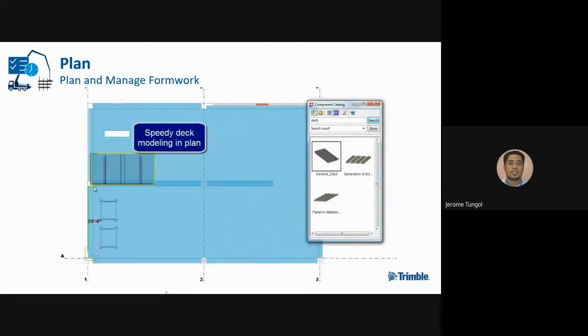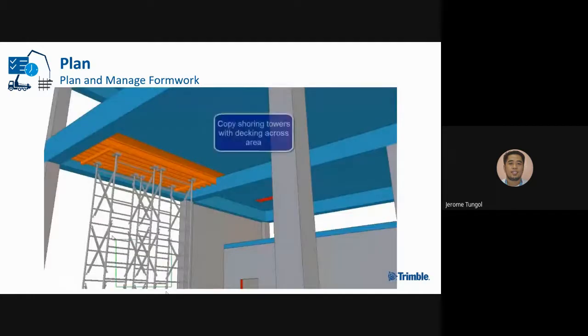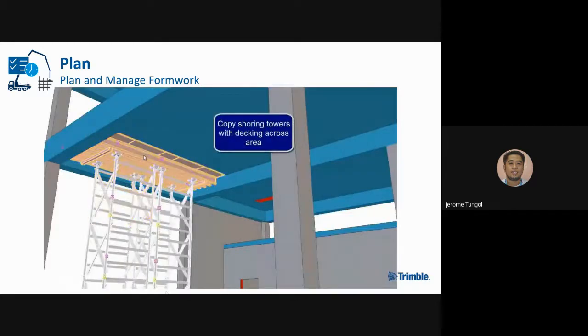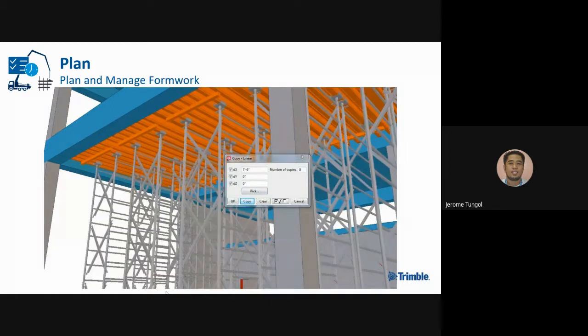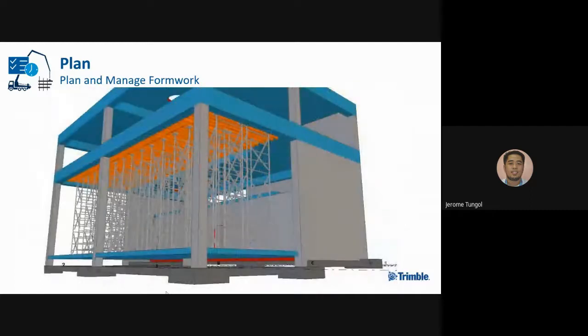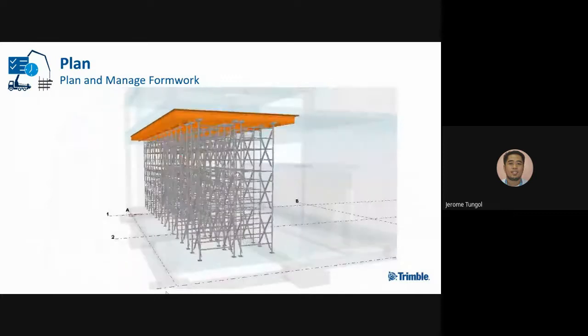And then speedy deck modeling, plan in view, then copy shoring towers with docking across using copy special tools. So you just simply input the distances and the number of copies. And then just another click, you already scattered your shoring on a specific area of your slab.